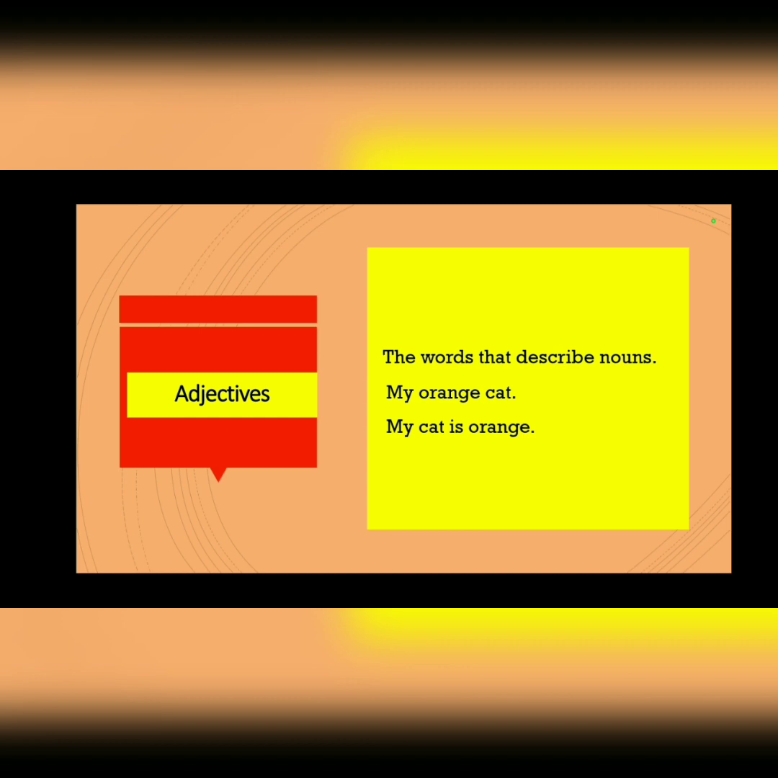Let's move on to part of speech number 3, adjectives. This might be my favorite actually. These are the words that describe nouns, and an adjective can go right before the noun it is describing. For example, my orange cat, but it doesn't have to. For example, my cat is orange.